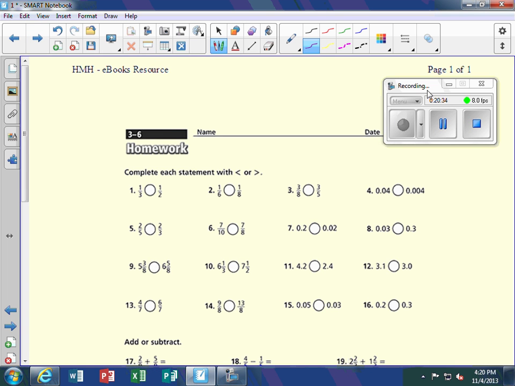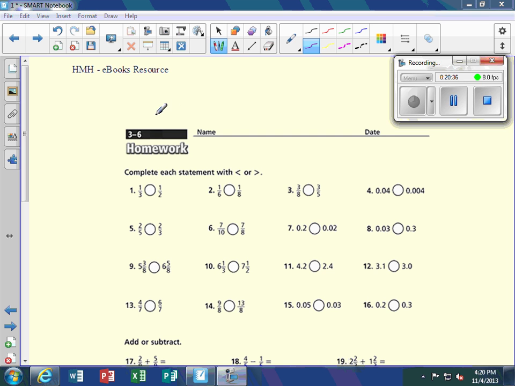So for homework in class, you have 3.6. Again, you are completing 1/3 greater than or less than 1/2. Again, you would assume that the 3 is greater, but when you're dealing with fractions, the smaller number is greater. And if you don't believe me, 8 times 1 is 8, and 6 times 1 is 6, and 8 is greater than 6. That's just an easy way to remember it.